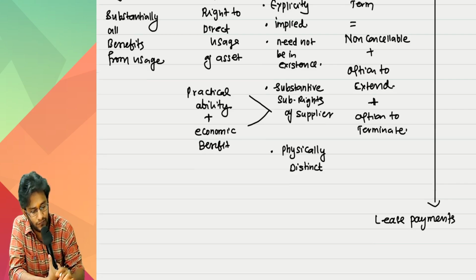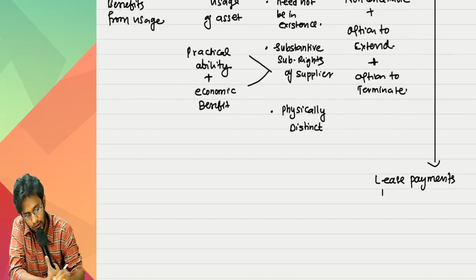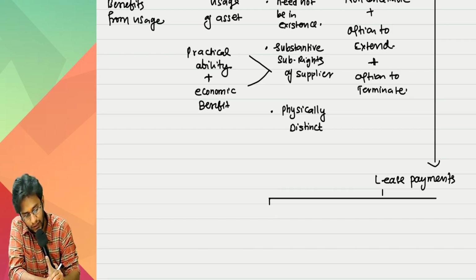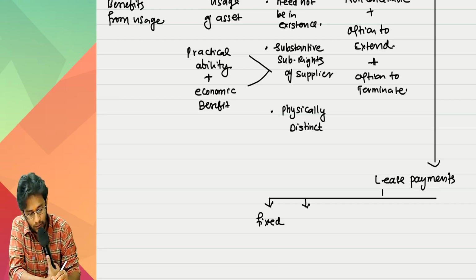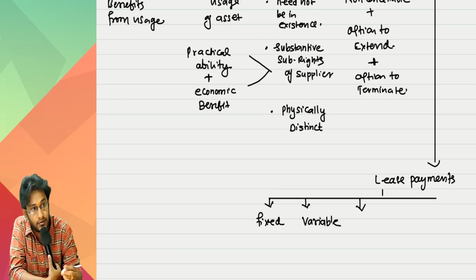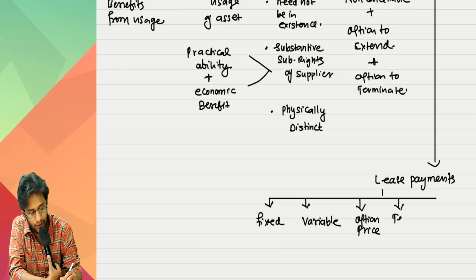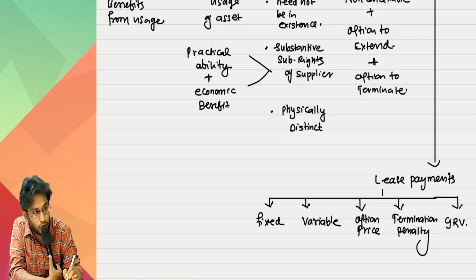Now in the definition of lease payments, there are 5 items which you have seen. One is fixed payments, the other one is variable payments, variable lease rents, the other one is you have an option to buy, option price to buy the asset, then you have a termination penalty, and the last one is guaranteed residual value.